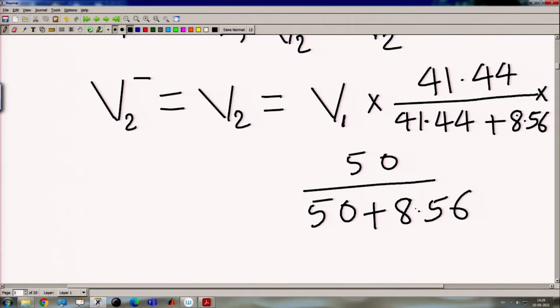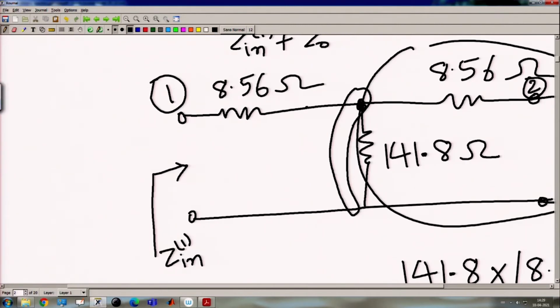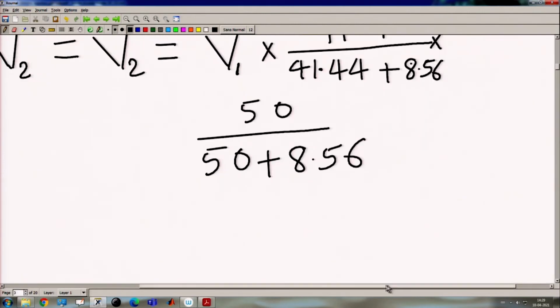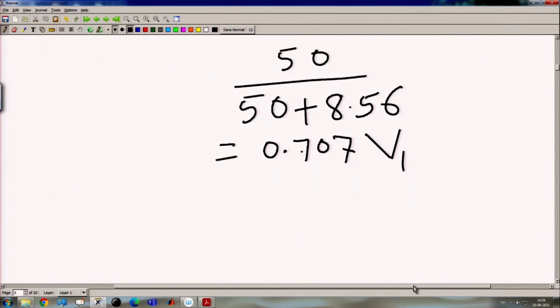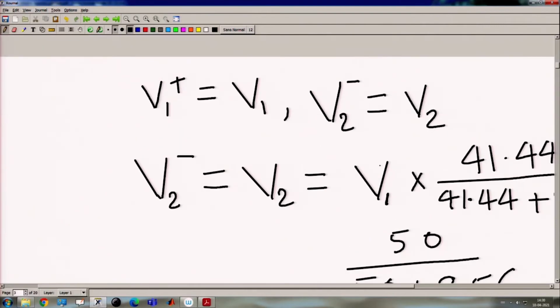So, this is the V2, because here we got the voltage at this point, across this terminal. So, this voltage will produce some voltage across the 50 ohm. Now, we are again applying the voltage division rule, and we will get 50 divided by 50 plus 8.56, just multiplying with that coefficient. By this we will get 0.707 V1. So, this is 0.707. We can write V1 is V1 plus and V2 is V2 minus.